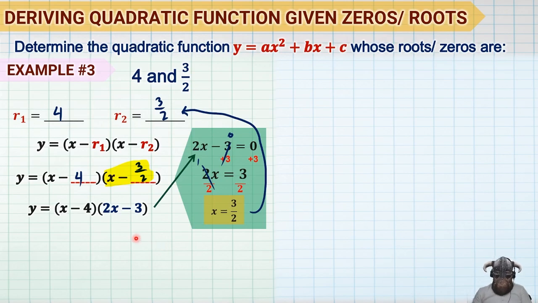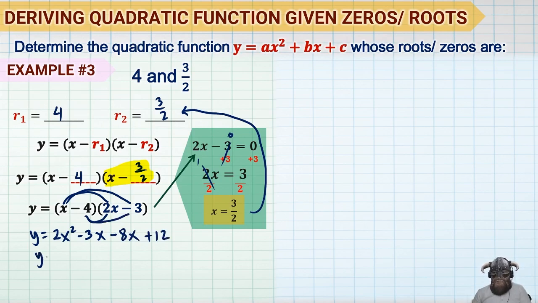So, in this case, the process is still the same. Since we already have the factors, all we need to do is expand this one using FOIL. So, let's copy this first, y is equal to x times 2x. So, now we have 2x squared. Then, x times negative 3. Therefore, we have negative 3x. Then, negative 4 times 2x becomes negative 8x. Negative 4 times negative 3 is positive 12.